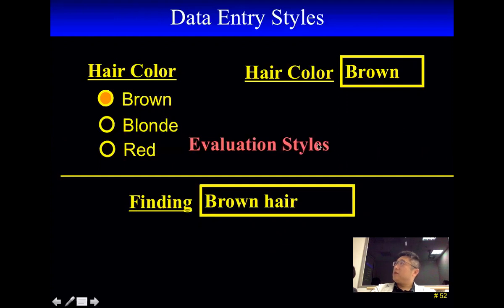This is called the evaluation style. Then this is the assertion style. Evaluate means they provide something that you evaluate, and you put the answer. Then the finding is kind of a set question. They give you the finding, then you make an assertion. Both are fine. This one is more flexible, and this one is more accurate.